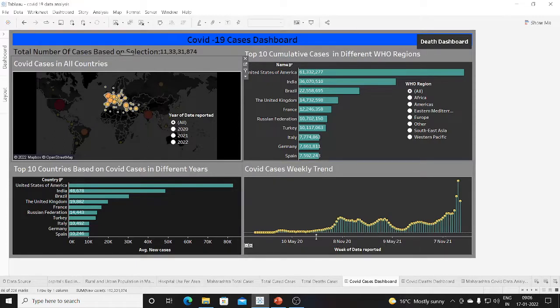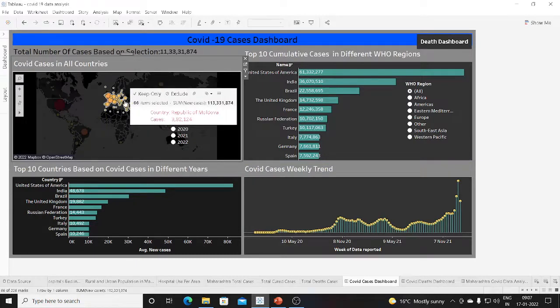Based on this selection, what I have shown here is the COVID cases in weekly trend, on a weekly basis. Here you can see countries like France, Germany, Italy, Romania, so many countries are there, some small countries, some big countries. Republic of Moldova, France, like that.